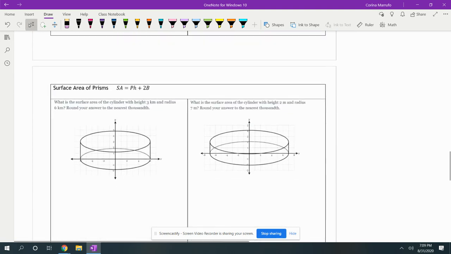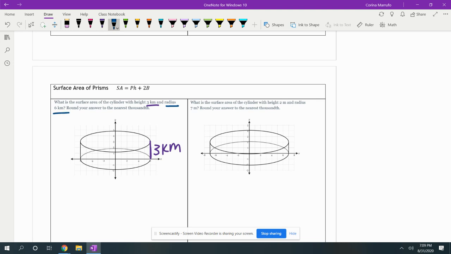All right, now we're going to find the surface area of these cylinders. So we use the exact same formula that we would for prisms. You would use PH plus 2B. Now it says, what is the surface area of the cylinder with a height of 3 kilometers? Okay, so from here to here, they tell us is 3 kilometers. And a radius of 6 kilometers.